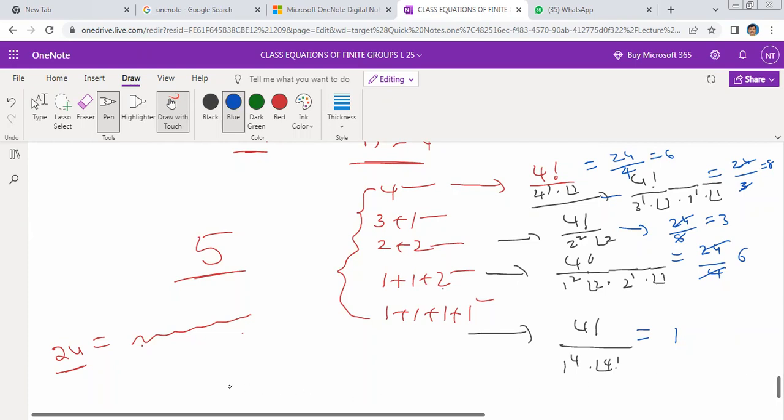Now you have the answers. A group of order 24. 24 is equal to, start from here: 1 plus 1 plus 6 plus 6 plus 3 plus 3 plus 8 plus 8 plus 6, that's all. 6, that's it. This is the classification.